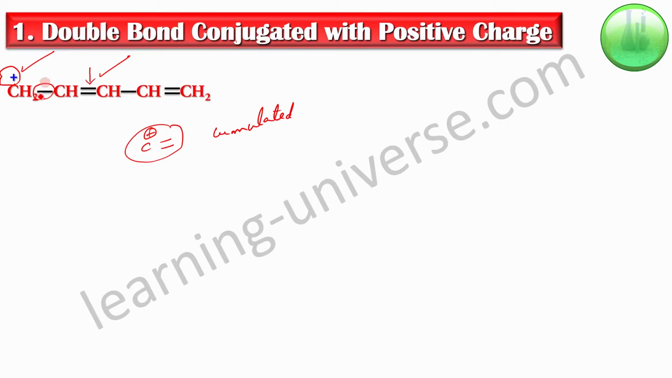Of course, this bond need not be single always. That will do it at the end, but right now just take it as a single bond, as it is given as a single bond. So positive charge and pi bond are alternate. We call it conjugated.